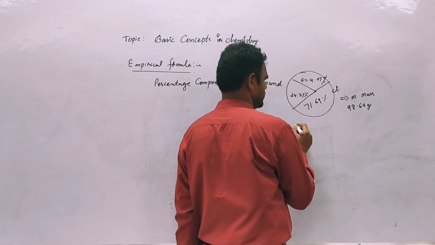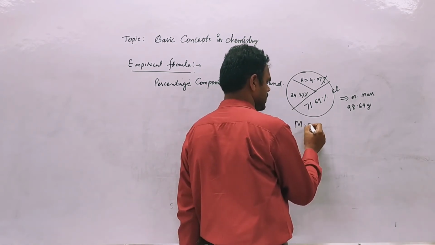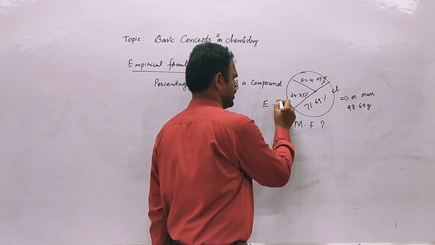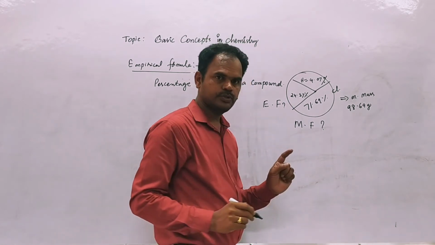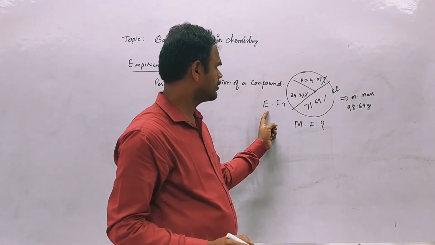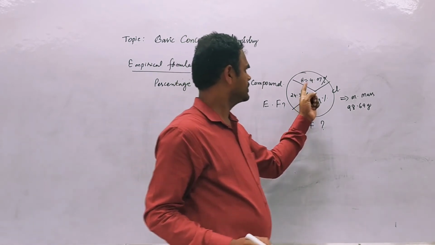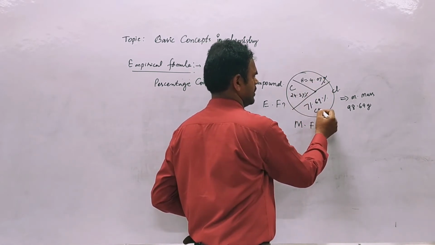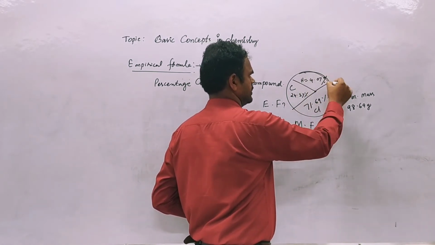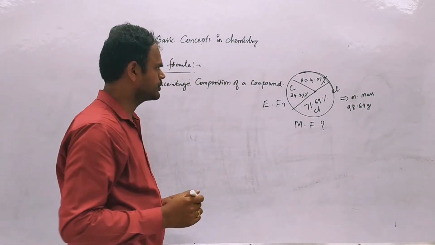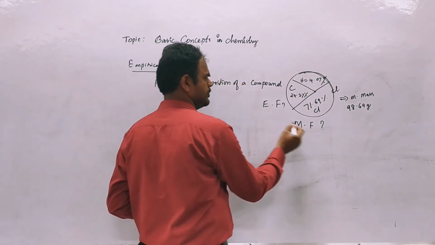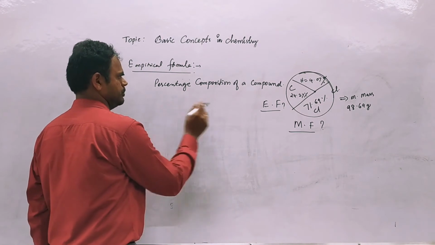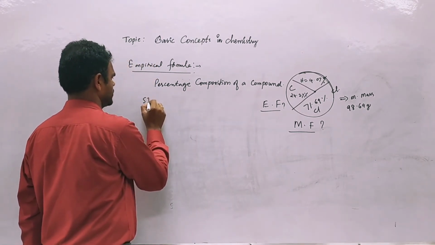The question is: find the molecular formula and the empirical formula of the compound from this given data. This is the carbon, this is hydrogen, this is chlorine. You have the percentage composition. Before determining the molecular formula, first determine the empirical formula of the compound. To find the empirical formula, we have to follow several steps.